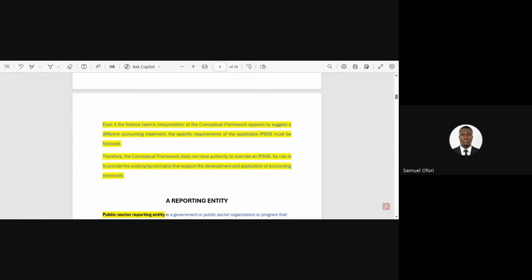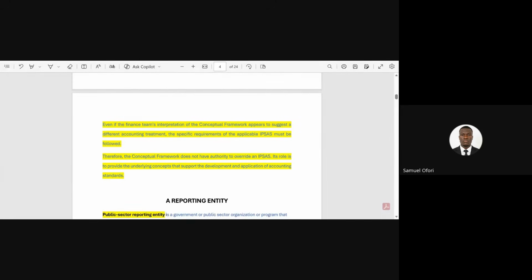All right. So we have some part of the example here. Even if the finance team's interpretation of the conceptual framework appears to suggest a different accounting treatment, the specific requirements of the applicable IFRSs must be followed. Therefore, the conceptual framework does not have authority to override an IFRS. Its role is to provide the underlying concepts that support the development and application of accounting standards.